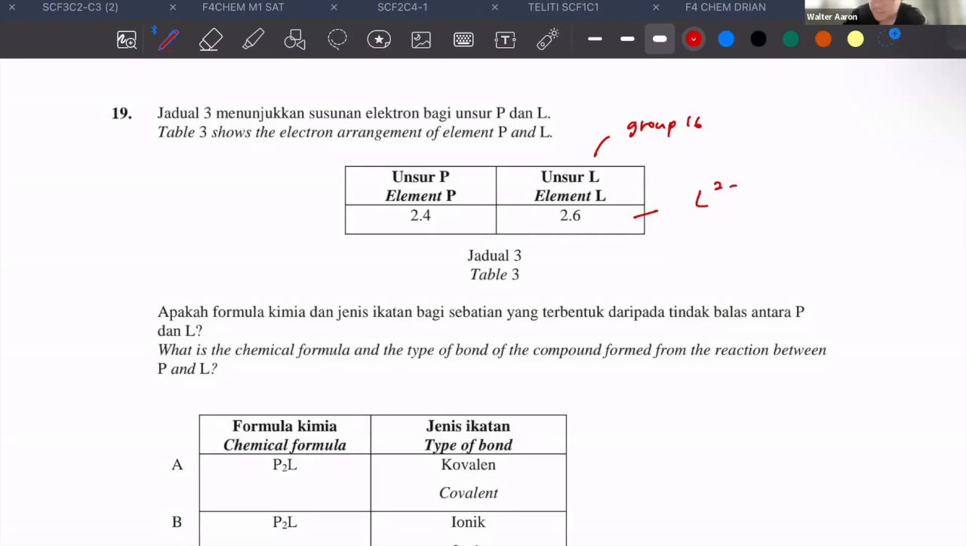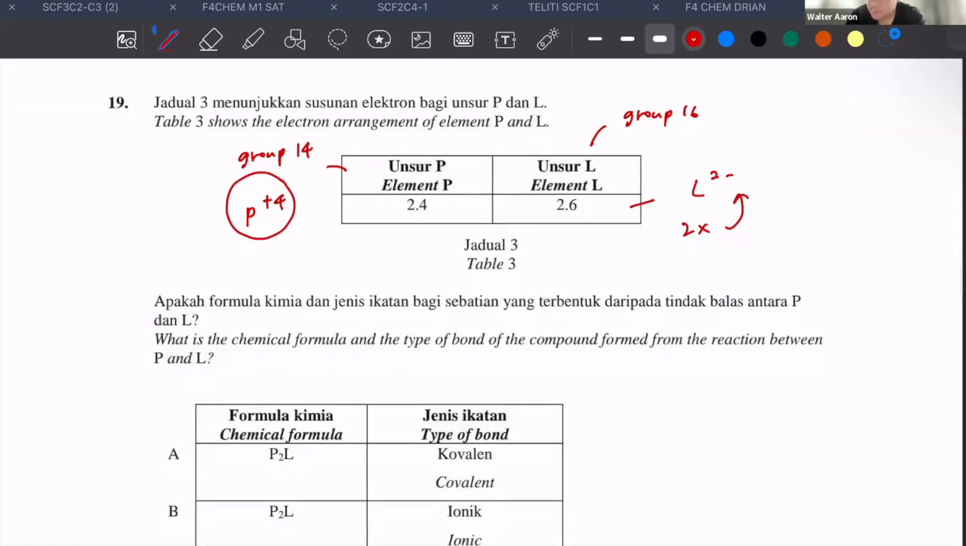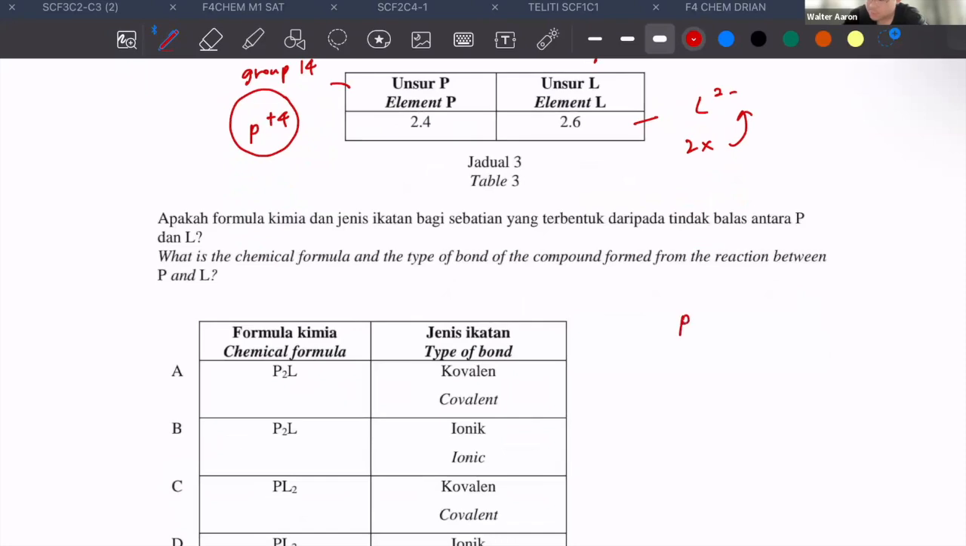And P is supposed to be in group 14, which is most likely referring to carbon. So if L is going to be 2-, then P must act as, technically, a 4+. Okay, because usually it is a +/-4, but in this case, because one is minus, the other must be plus. It's just a theoretical value. So in this case here, P and L together, you can actually do the crossing method. For every 1 P, you need 2 times the L.